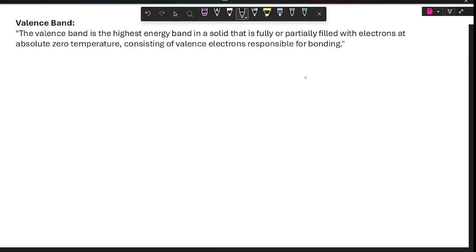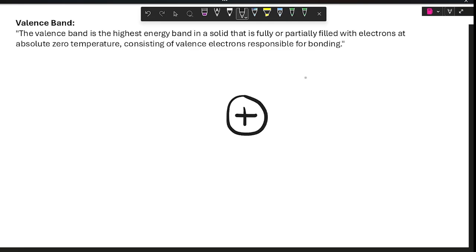So guys, today we'll be talking about valence band, conduction band, semiconductors, and Fermi level gap and band gap as well. So let's start a discussion with valence band. Before we dive into the definition, let us see what is valence band.